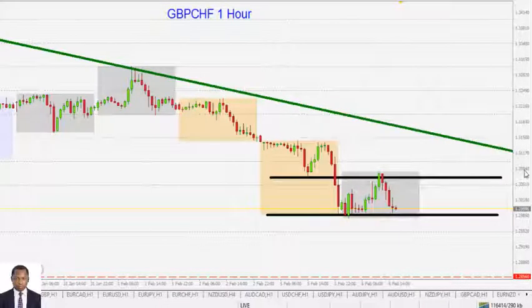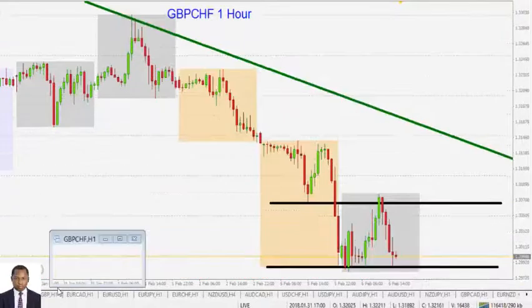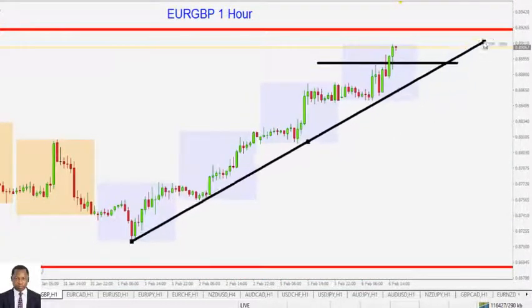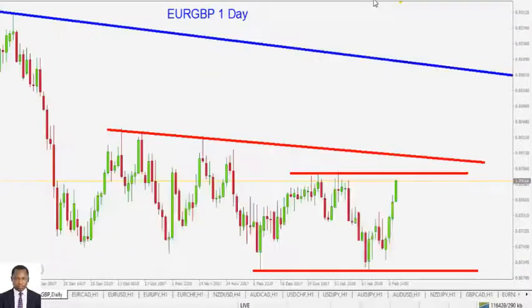Alright, let's take on another pair. Let's just quickly look into another pair. The euro against the sterling pound now heading towards resistance zone in the daily time frame. Let me delete this one.